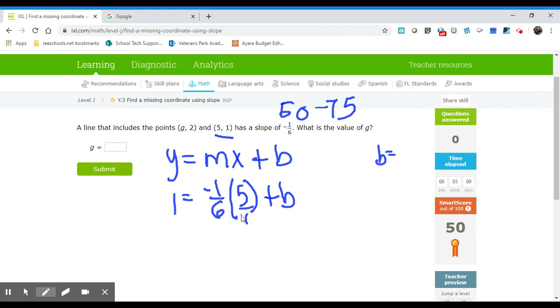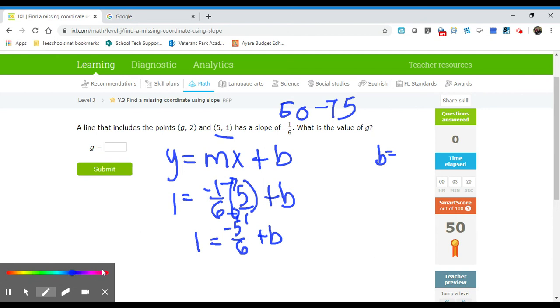Remember, this is 5 over 1. We can multiply across and get negative 5/6. Negative 5/6 plus b, and on the left-hand side, we have 1. So we need to solve for b by getting rid of negative 5/6. How do we get rid of it? We do the opposite operation, which is plus 5/6 on this side and plus 5/6 on this side. So this cancels out, and b is going to be equal to 1 plus 5/6.